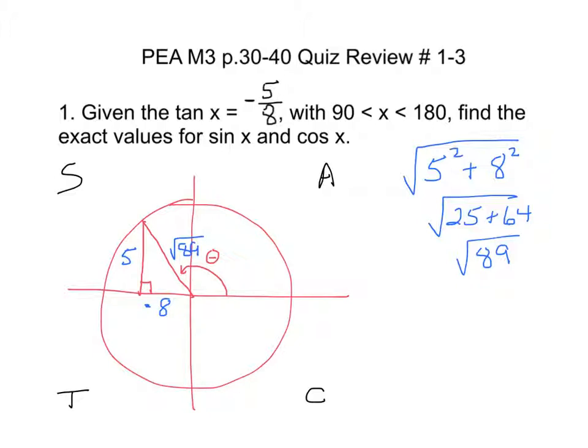So now that means that sine of x equals what? 5 over root 89. And I'm okay with you leaving it like that. All right. And then cosine x equals, what would that be? -8 over root 89.